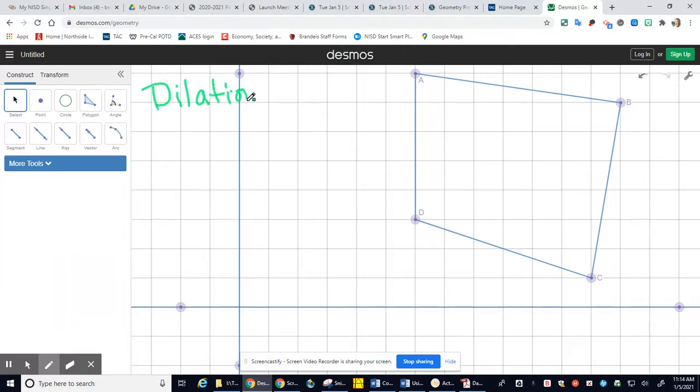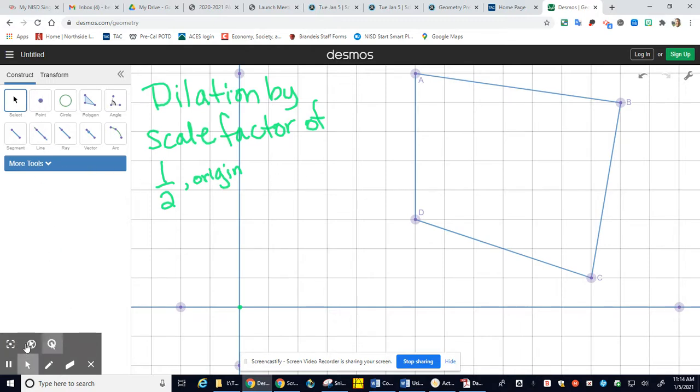Dilation by scale factor of 1/2. That means that the origin is where our center of dilation is going to be. That's important to know. So our origin is our center of dilation. Each of these points is going to get half as far away, or twice as close, half as large as it is now. Okay, so this is how we're going to do our dilation.